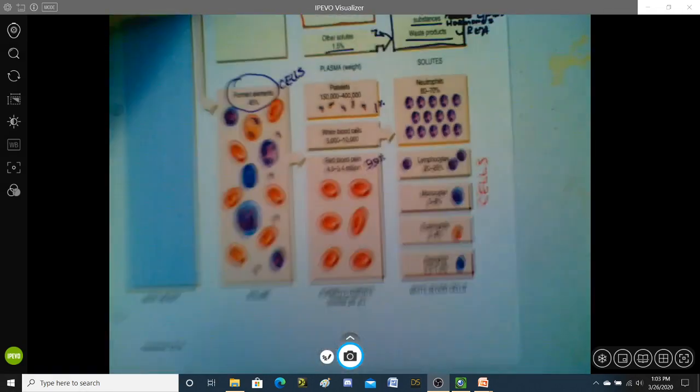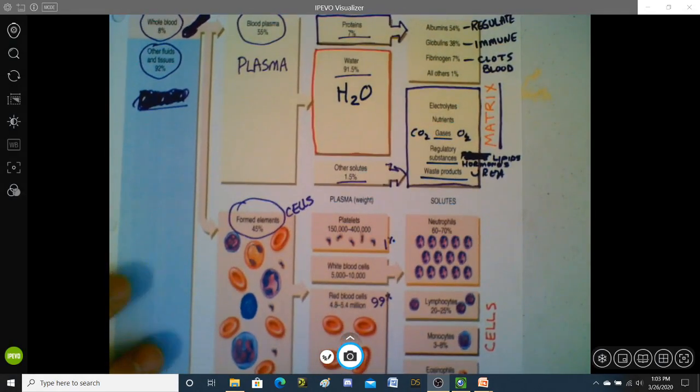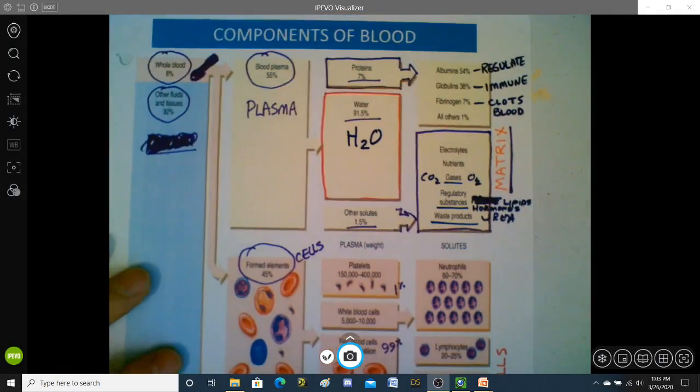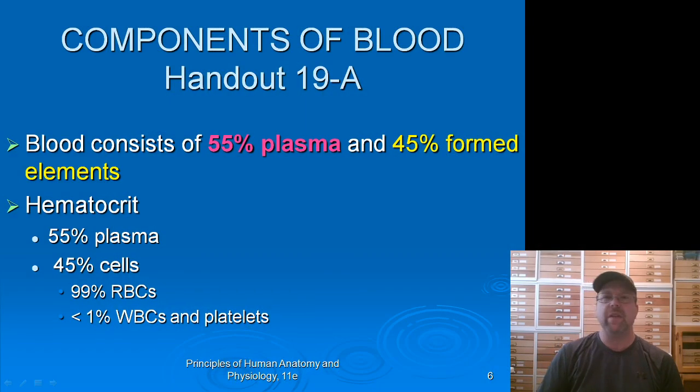All right, so I'm going to zoom out on this a little bit so you can see the whole thing. And this takes care of our first handout, 19A. All right, so let's go back to this view. And so next we'll be talking about handout 19B.